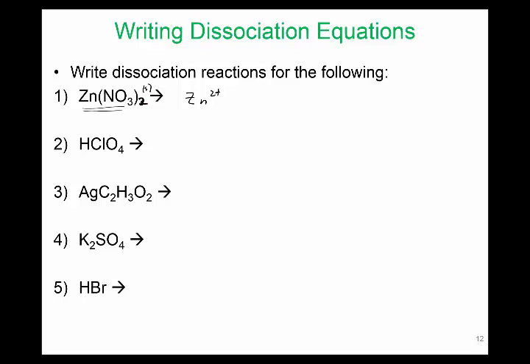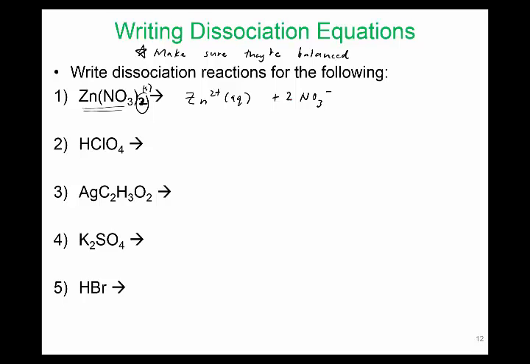Zinc always makes a 2+. And so we would write Zn2+ (aq) plus nitrate, NO3 minus (aq). To take care of this 2, you actually have to balance these dissociation equations. Make sure these are balanced. So that 2 means we should put a 2 there.